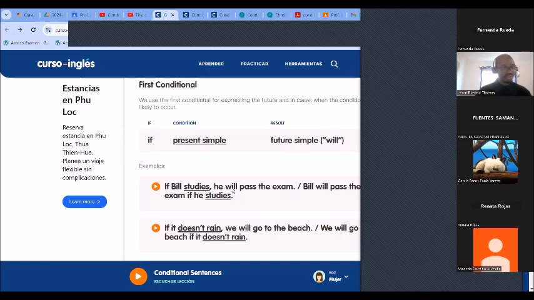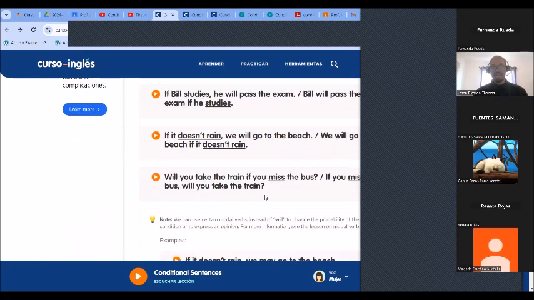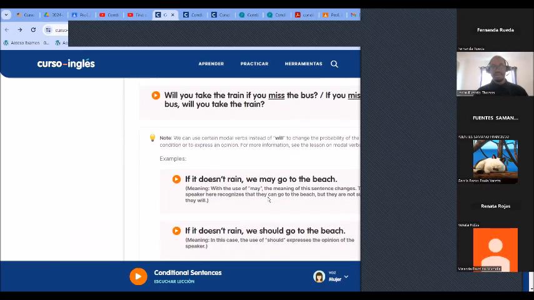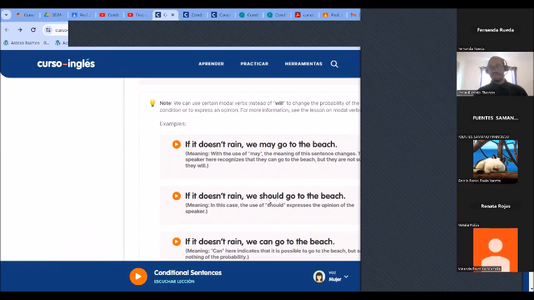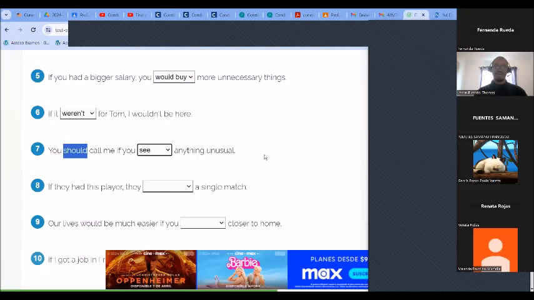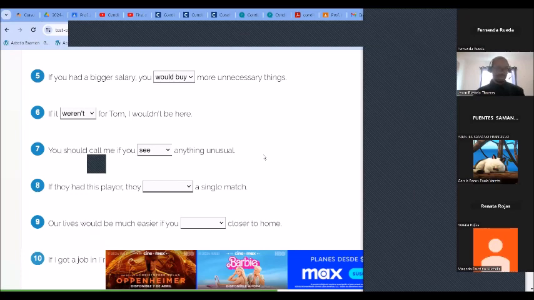Remember, we can change our modal verbs to the other modals in the first conditional. For example, should, giving an opinion. All right? Practice again with me. You should call me if you see anything unusual. Repeat. You should call me if you see anything unusual. Good.